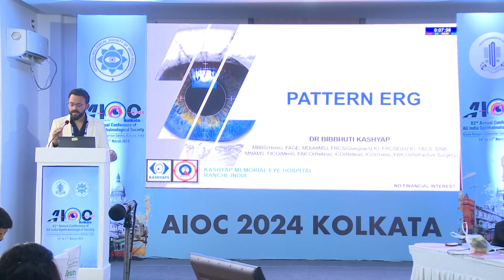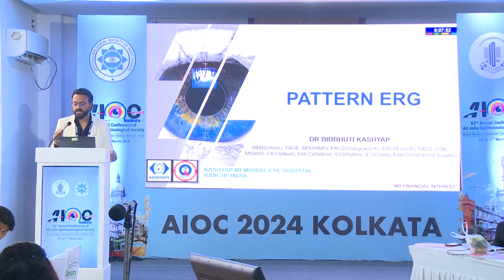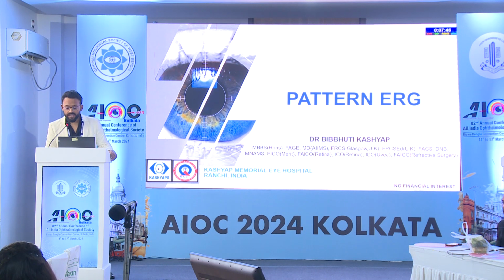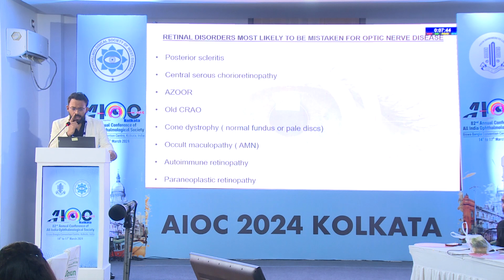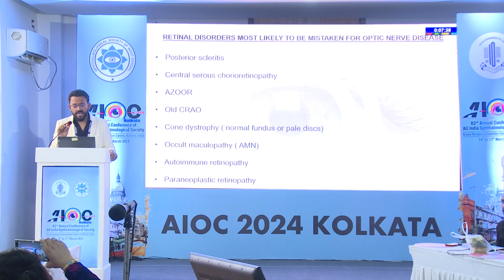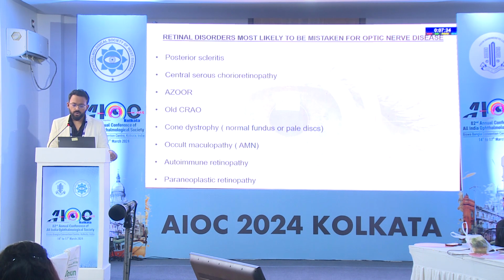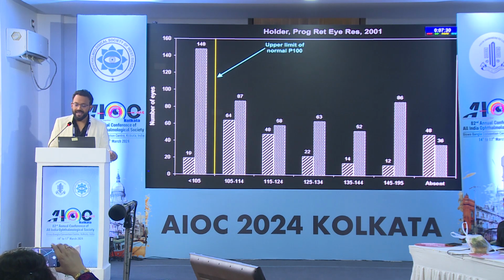Everyone, I would first like to thank AIOC for accepting this instruction course, and thank you Dr. B.P. Kashyap for making me a part of this. My today's topic would be pattern ERG. So, what are the retinal disorders that are most likely to be mistaken for an optic nerve disease? They include CSR, posterior scleritis, old CRAO, cone dystrophy, autoimmune retinopathy, etc.